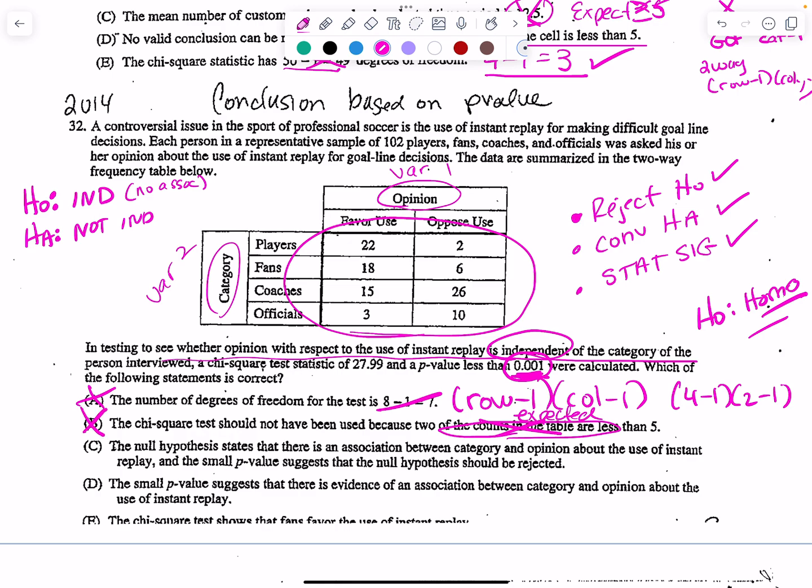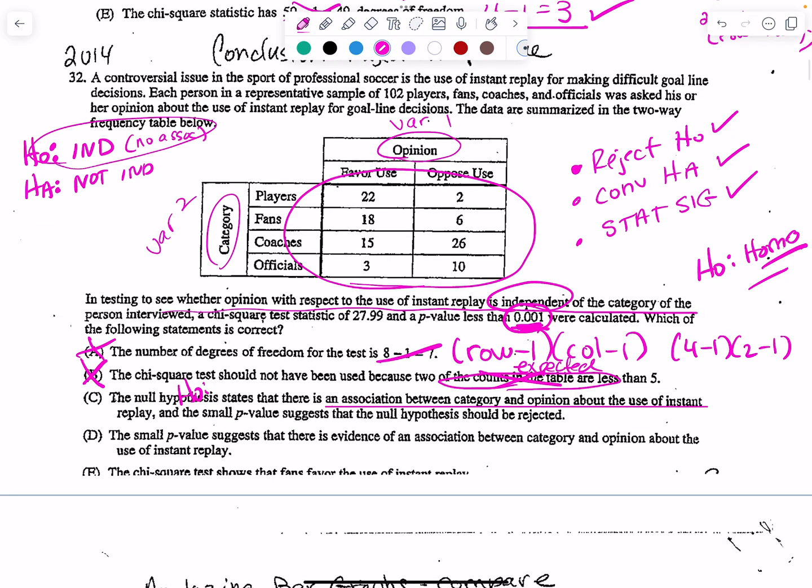The null hypothesis states there's an association between category and opinion. An association, that's what H0 says. No, H0 says independence or no association. Small p-value suggests there is evidence of an association. Small p-value, because we have a small p-value. Reject H0, convincing evidence, statistical significance. So yes, this is the correct one.